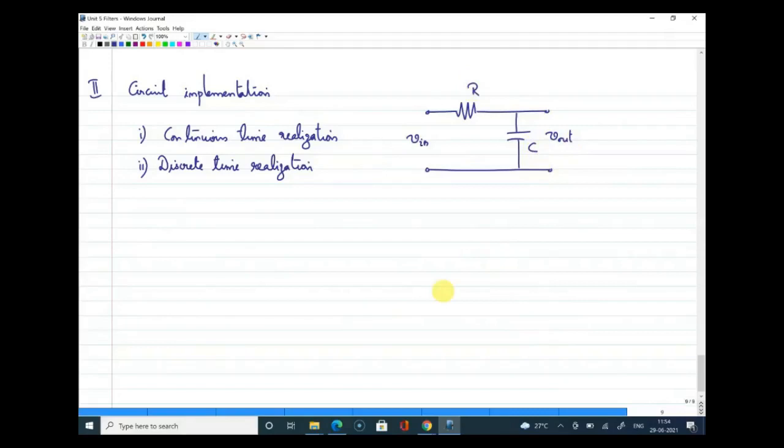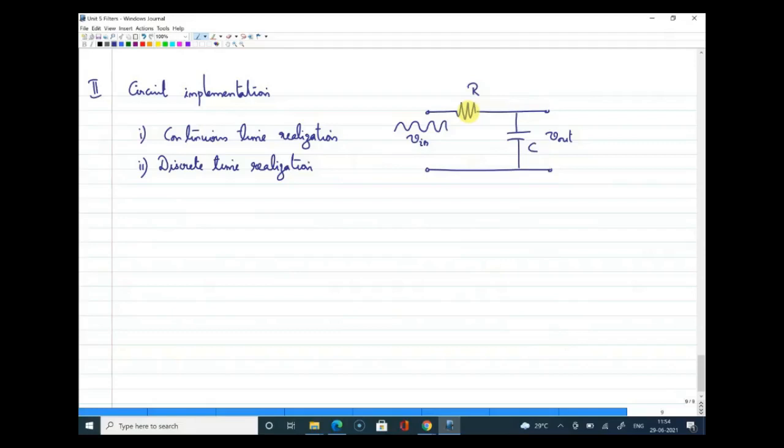And this kind of implementation is known as continuous time implementation, where you actually take a continuous signal. So the input here is a continuous signal, and the filter will continuously work on this continuous time signal, and the output also will be a continuous time signal, but it will be filtered, in this case low pass filtering, right?